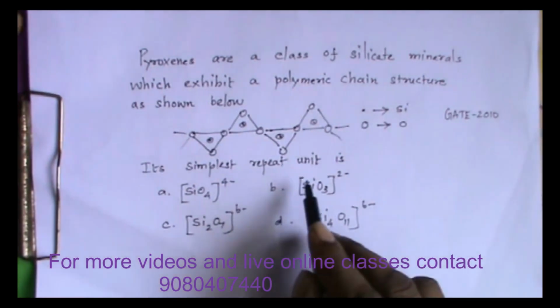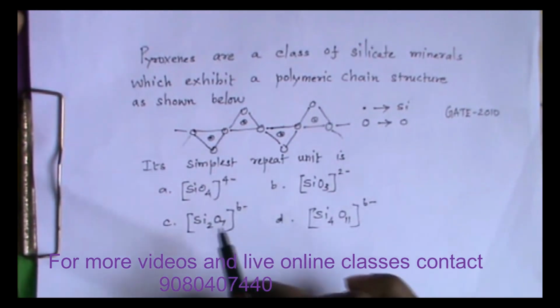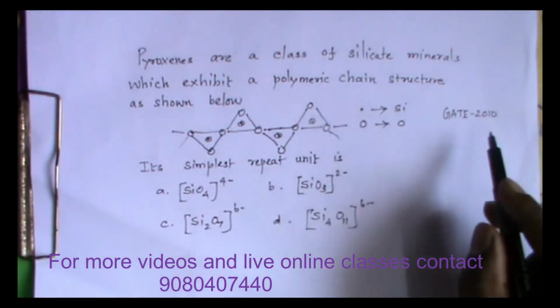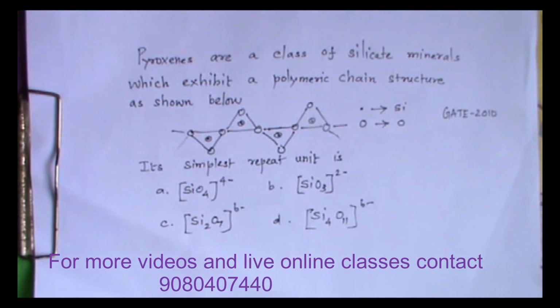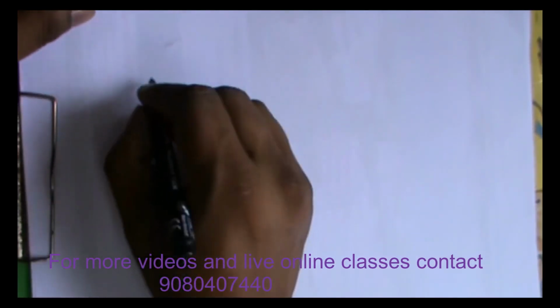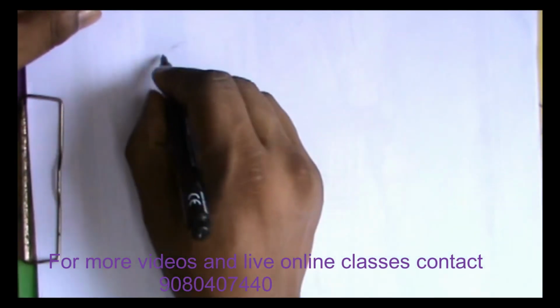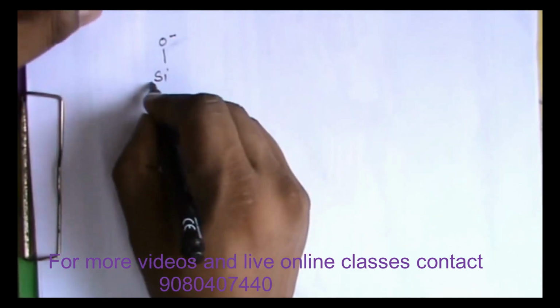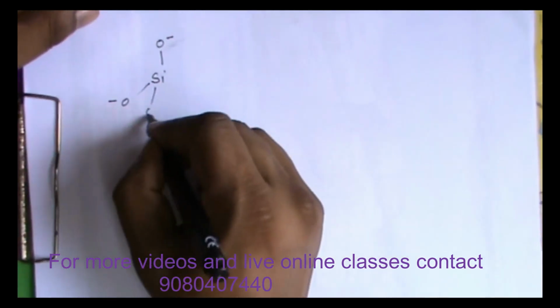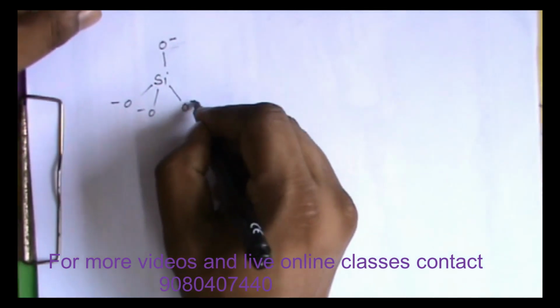Its simplest repeat unit is... The given options are here. This question was asked in the GATE exam 2010. In order to understand this, let us start with the simplest silicate, that is orthosilicate.